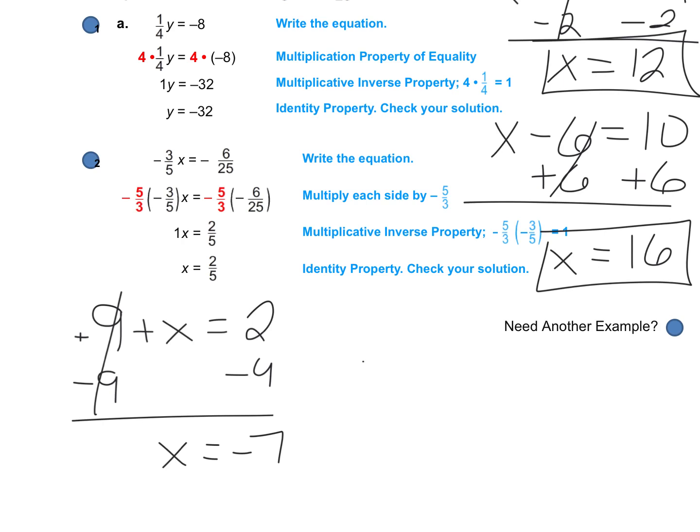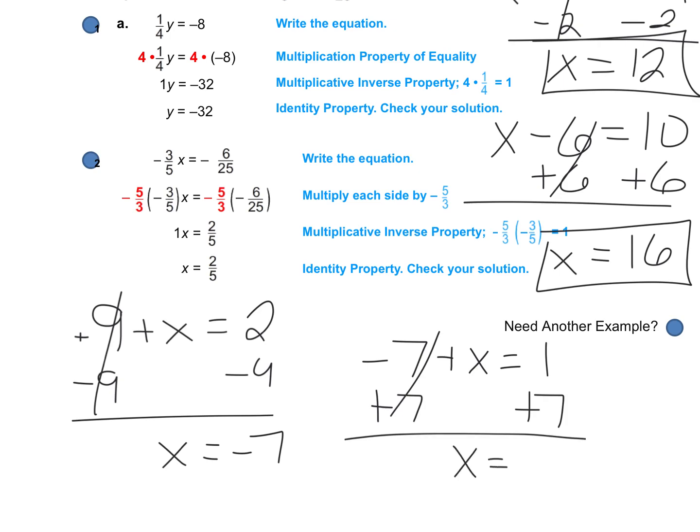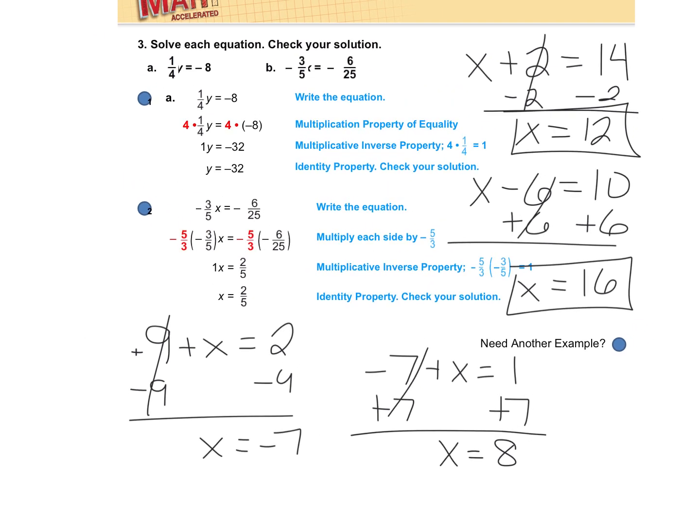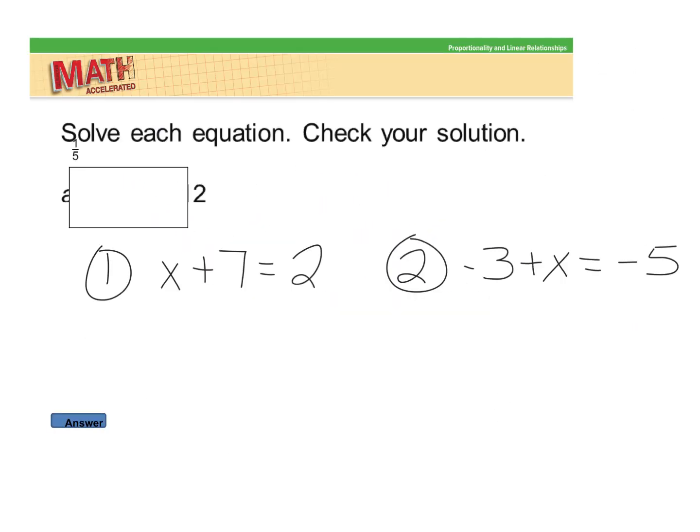We would have been going backwards. Okay, you want to get those to cancel out. Okay, another example, if I had negative 7 plus x equals 1. What do I need to do to get x by itself? I need to add 7, yep, on both sides. So you get x equals 8. Okay, so watch out for those negative signs. Okay, go ahead and try these two adding and subtracting examples.